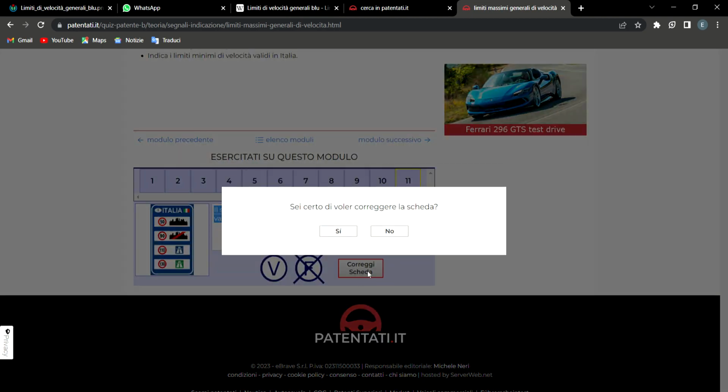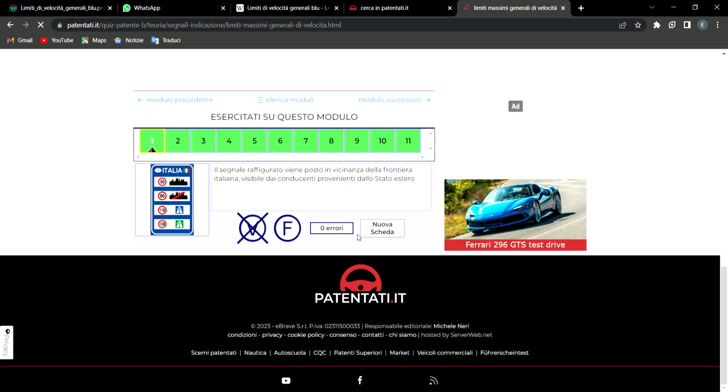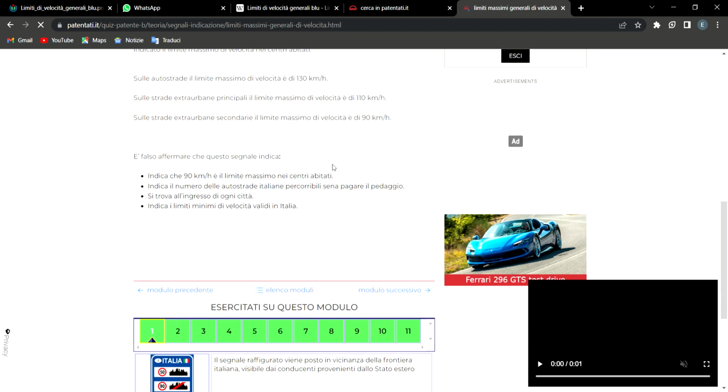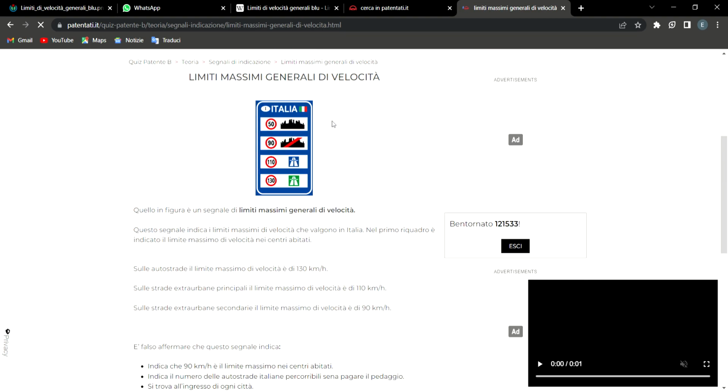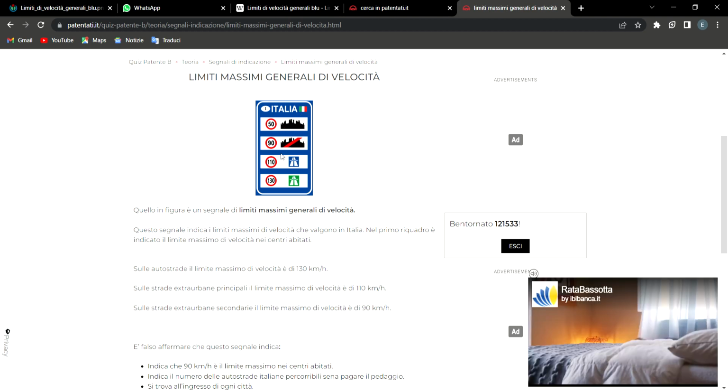Now let us look at this, so you can see it here. We have zero error. This simply means we have no error. Take note of it. This sign simply means the maximum di velocità, the maximum speed you are permitted to drive here in Italy.